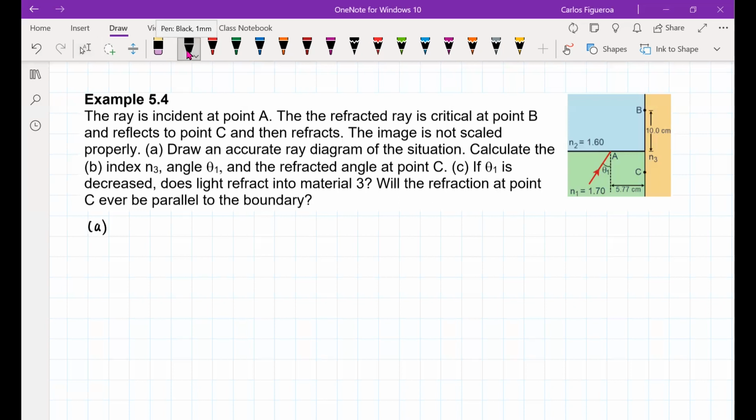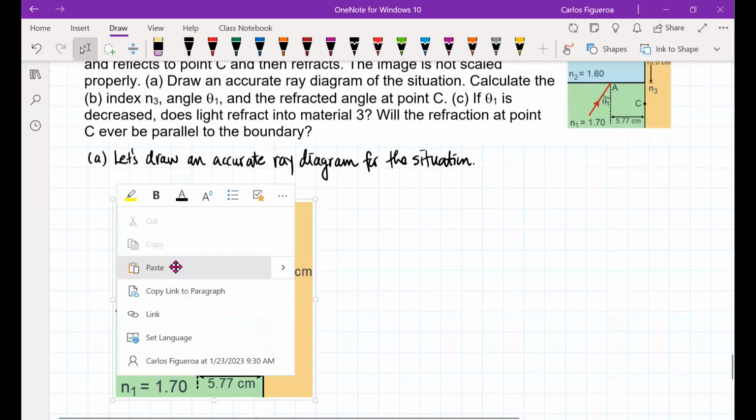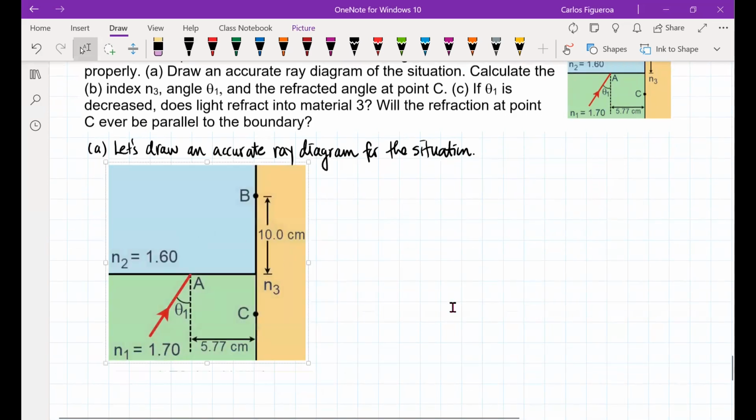A. Let's draw an accurate ray diagram for the situation. So what I'm going to do here is use the image that's given to save time. So only part of this is going to be accurate.